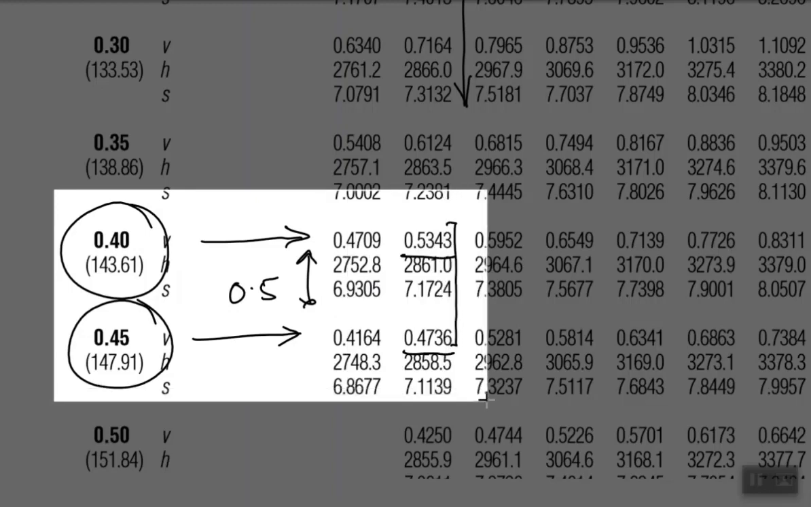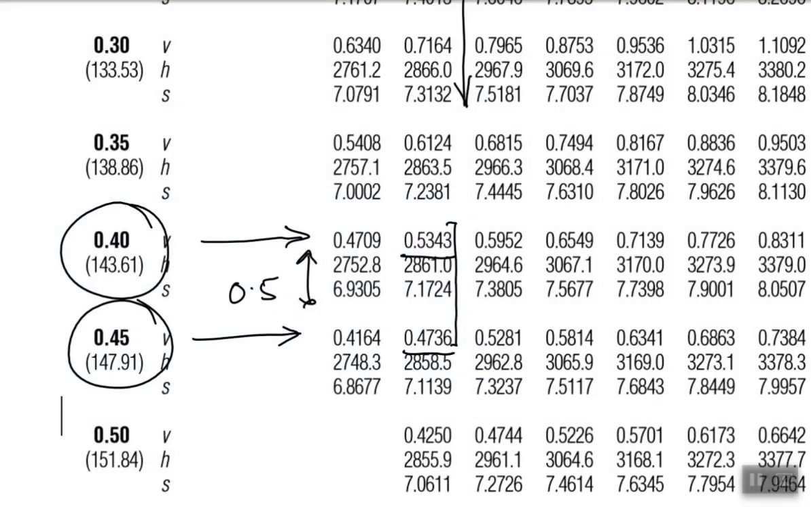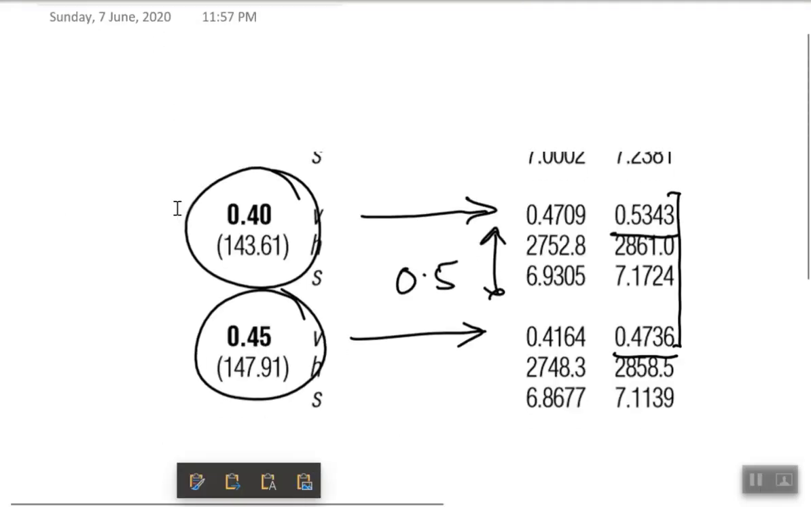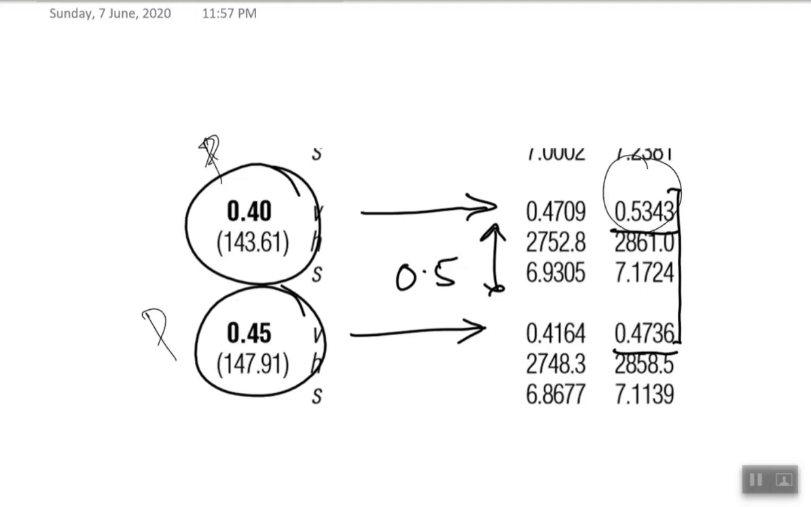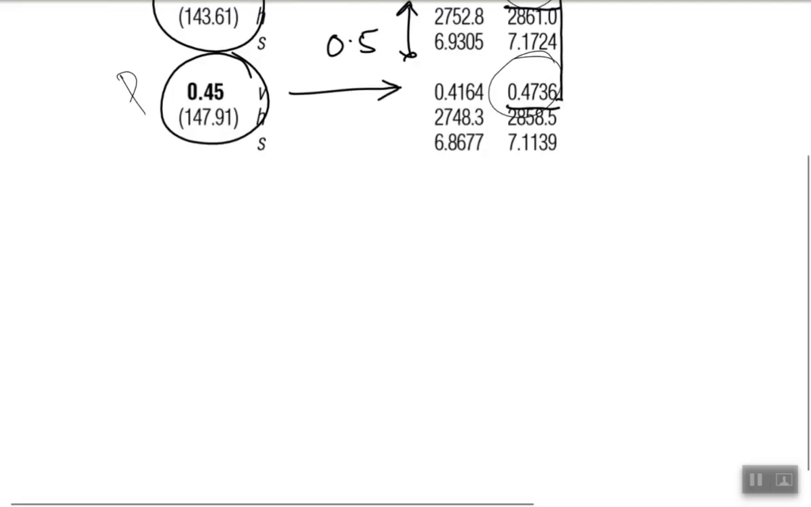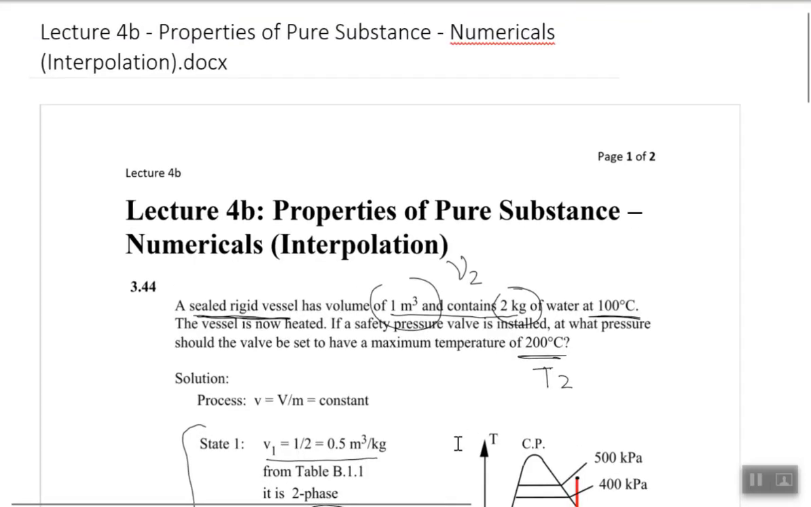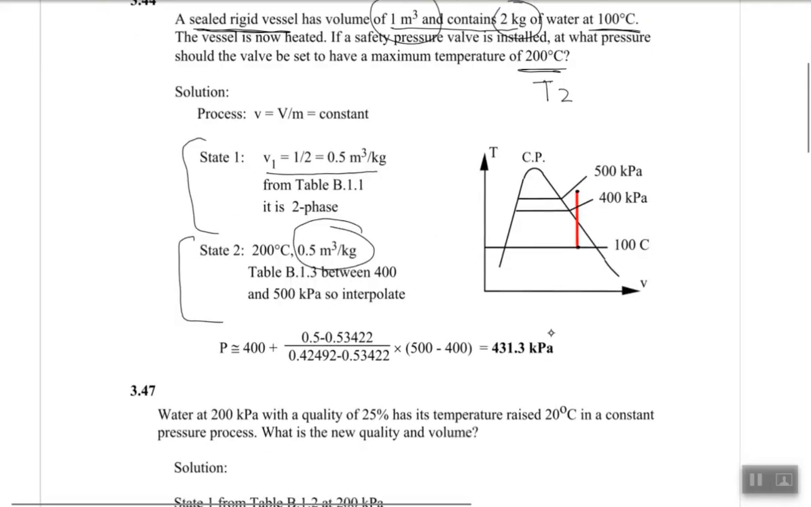Let me snap it from here, add a new untitled page and paste it over here. We will be interpolating between this pressure, this volume, and this volume. Going to the lecture itself, it would be somewhere at a pressure of 431.3 kilopascal, in kilopascal.